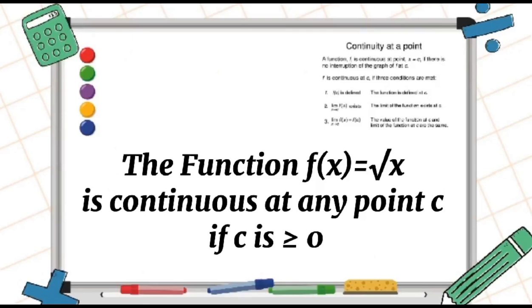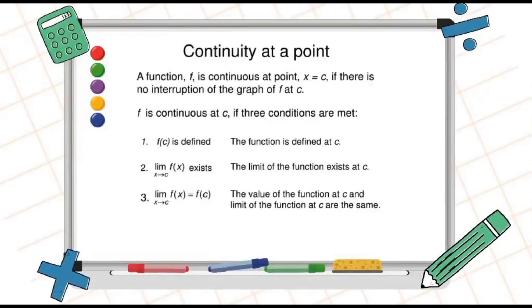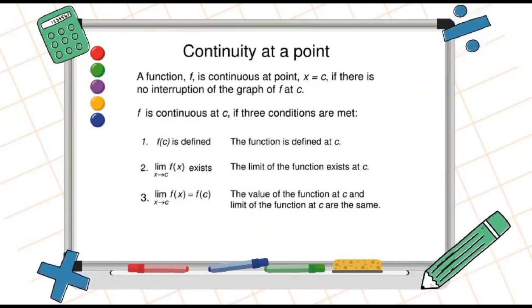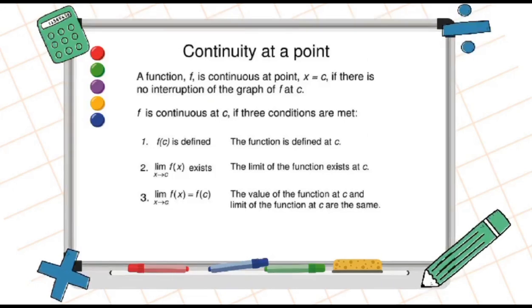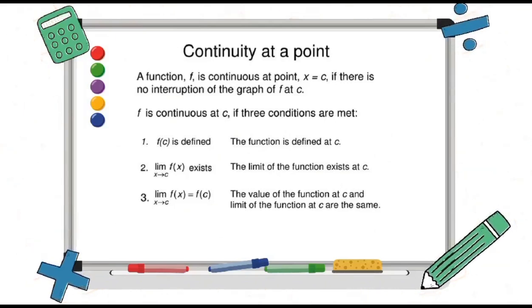To further explain this, let us first consider the three conditions of continuity. So first, define f of c. The function should exist at c. Number 2, the limit of f of x as x approaches c should exist. And number 3, the limit of f of x as x approaches c should be equal to f of c.